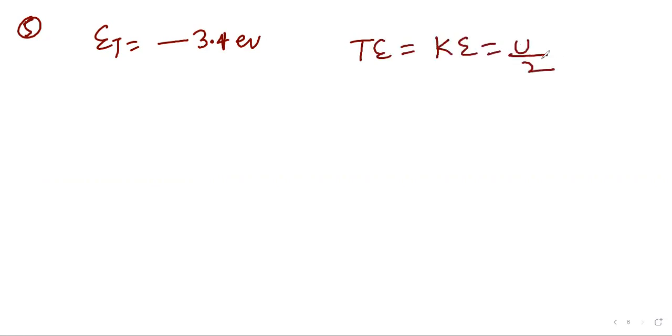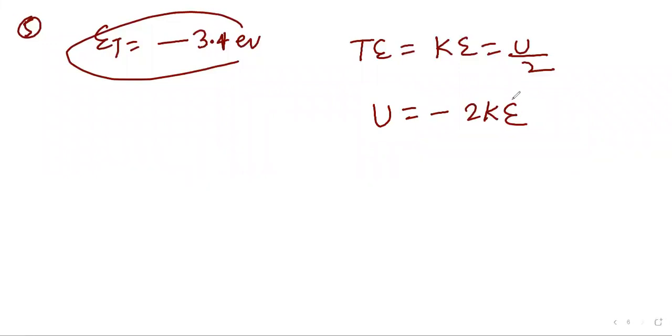Now see the next sum, that is the fifth one. The fifth one says the total energy of the electron in orbit is given. The total energy of the atom is minus 3.4 electron volt. You have to find the kinetic and potential energy values. According to Bohr's atomic model, total energy is equal to minus kinetic energy, equal to potential energy by 2.